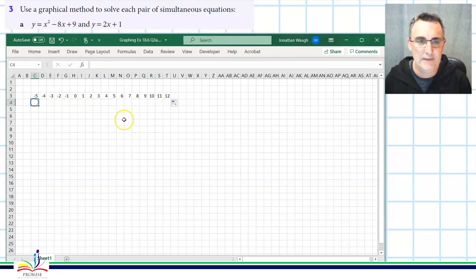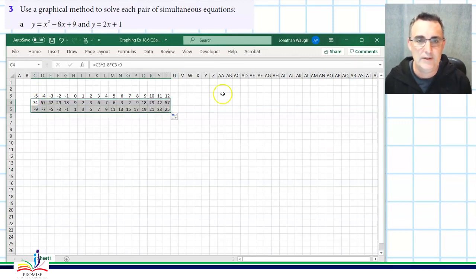Perfect. So underneath that, let's work out the quadratic values. So the first one is going to equal the cell above, squared, -8 times that same cell, and then add 9, and we've got a y value. Underneath that, we'll have the straight line. So we can say that equals 2 times the x value cell plus 1, and we've got a y value for the straight line. All right, just select those two, spread it along, and we've got all the y values.